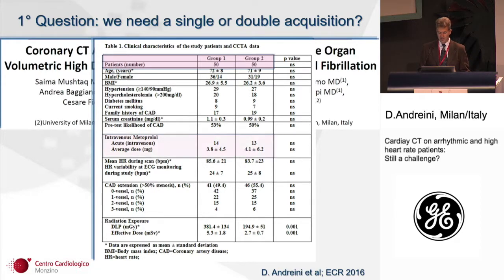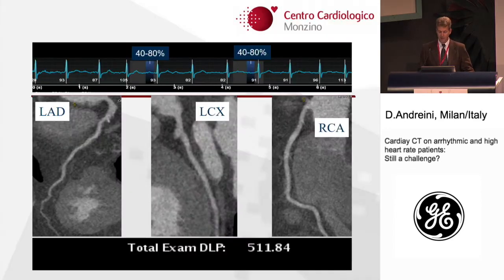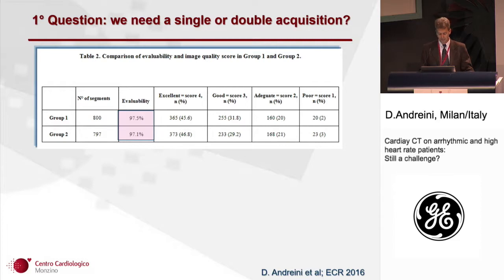50 and 50 patients randomized to single and double acquisition. Same heart rate during the scan. The dose is obviously double for the group of double acquisition. And interestingly, the interpretability by segment analysis was the same in the two groups, with the same image quality score.